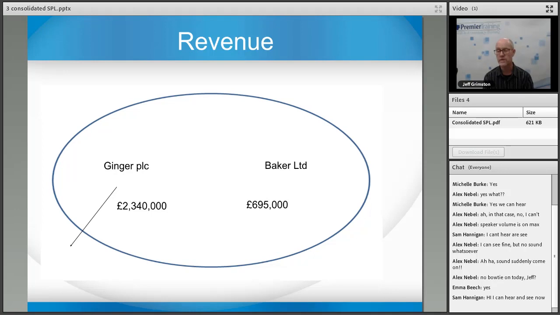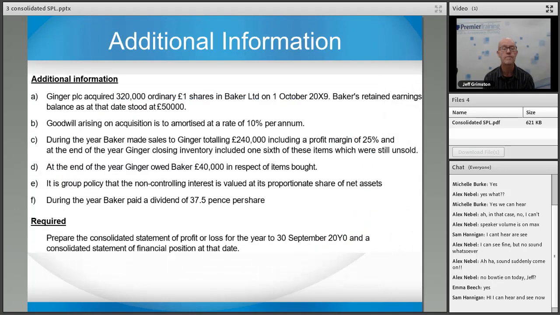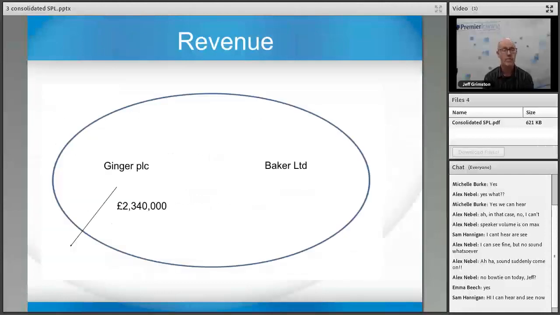But let's look at the notes now at the bottom of the page. Note Part C says, during the year, Baker made sales to Ginger totaling £240,000. And that included a profit margin of 20%, and at the end of the year, Ginger closing inventory included 1/6 of these items. Now, we're not worried about the second half of that sentence at this point. What we're interested in is that of the sales made by Baker, not all of it went to outside customers. 240,000 went to Ginger. So, back to the diagram.